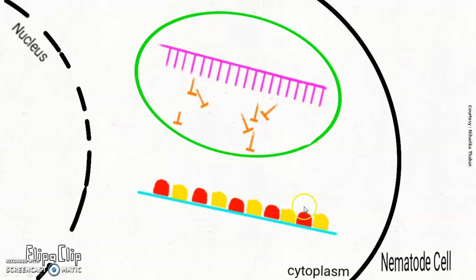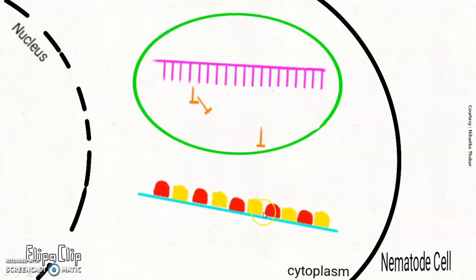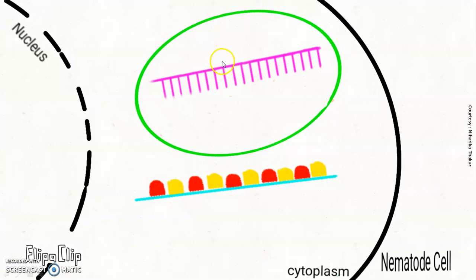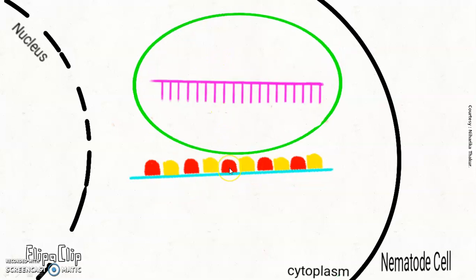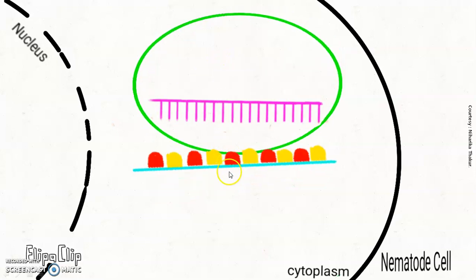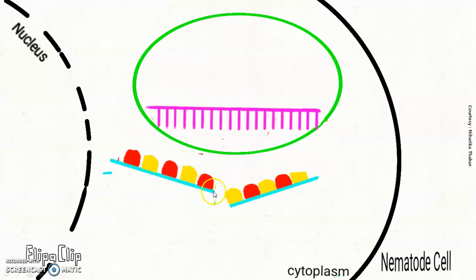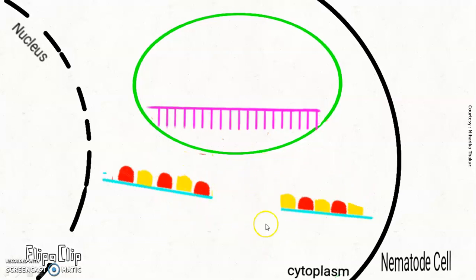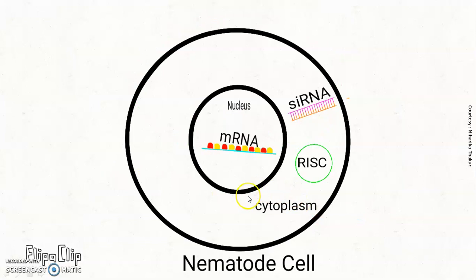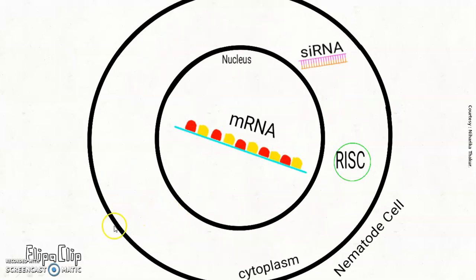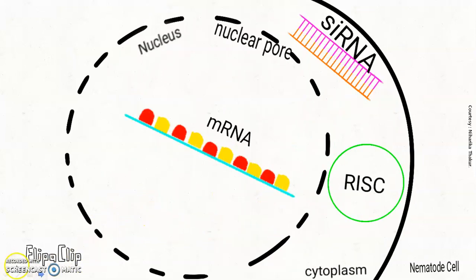This is the mRNA of the nematode, which should have coded for the protein, but now it will not, because this is going to bind with it and it will disintegrate. The mRNA will disintegrate. So this is silenced. This mRNA is silenced. It is not going to make the protein. That's all about it. Very interesting topic. So I hope you understood.